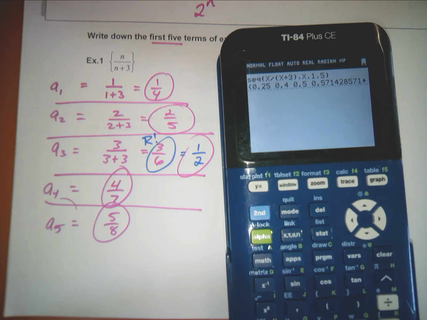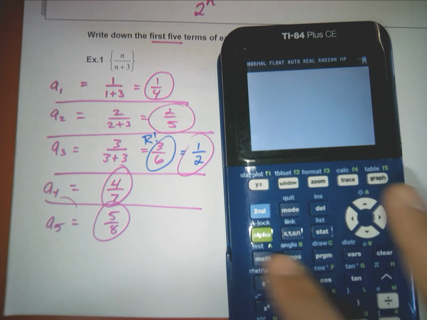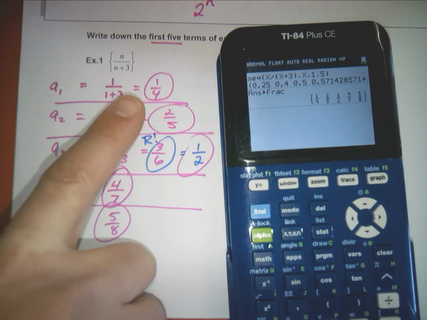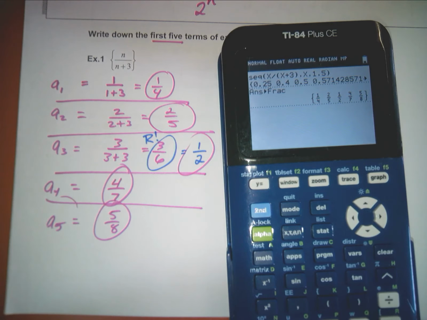Well, anytime we want to change decimals into fractions, we can go math frac. People online, if you're not getting this, I keep on hitting the wrong button here. So again, math frac. And then I get a nice, pretty setup, and these are the numbers we had: 1/4, 2/5, 1/2, 4/7, and 5/8. It will reduce it for you, which is pretty nice.